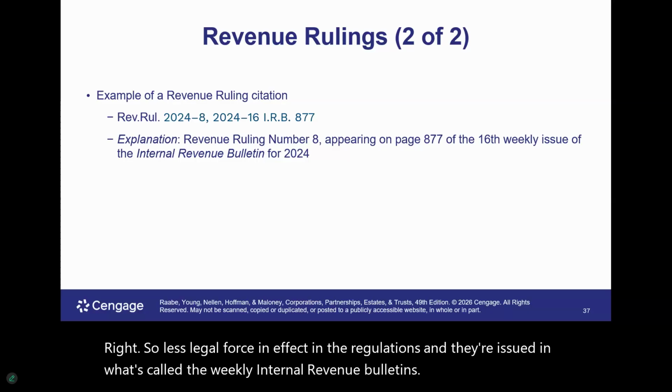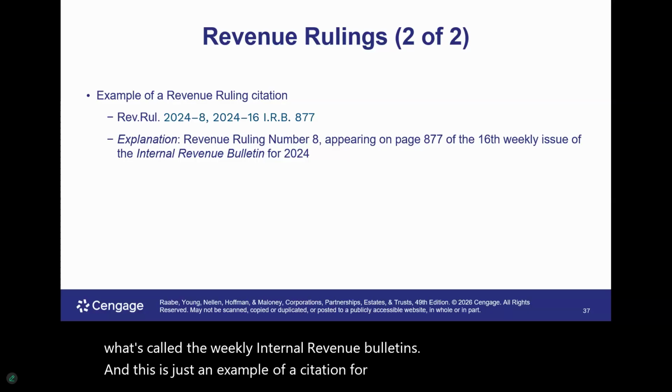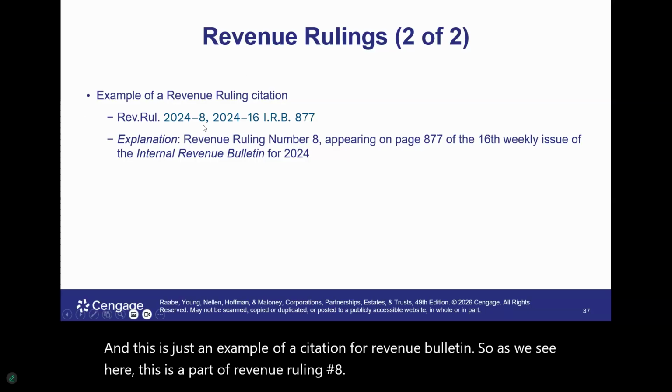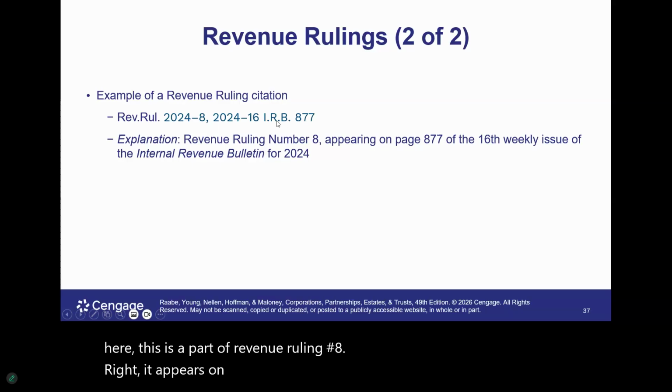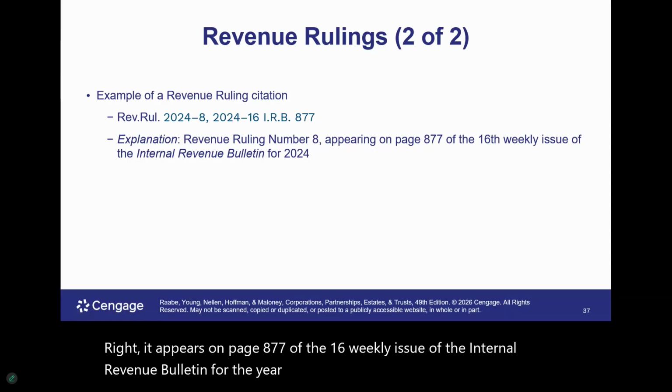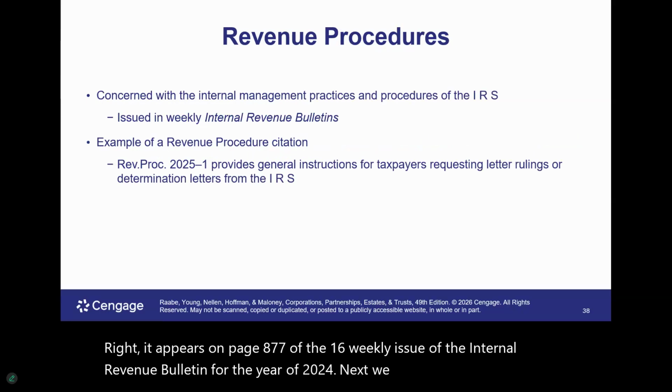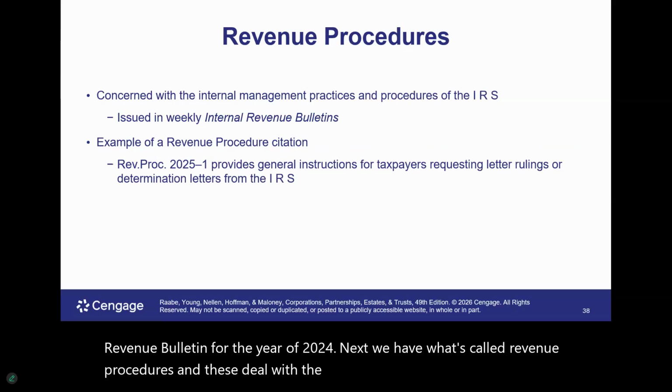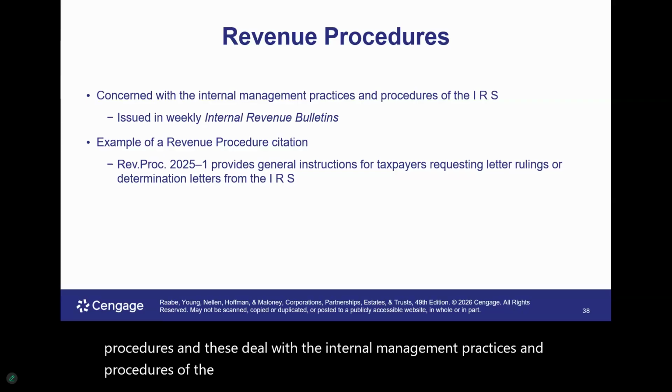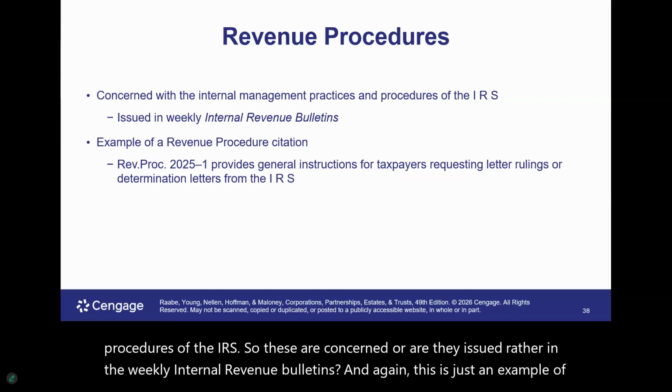And this is just an example of a citation for a revenue ruling. So as we see here, this is revenue ruling number 8, right? It appears on page 877 of the 16th weekly issue of the Internal Revenue Bulletin for the year 2024. Next, we have what's called revenue procedures, and these deal with the internal management practices and procedures of the IRS. So they're issued in the weekly Internal Revenue Bulletins. And again, this is just an example of how it will be cited.